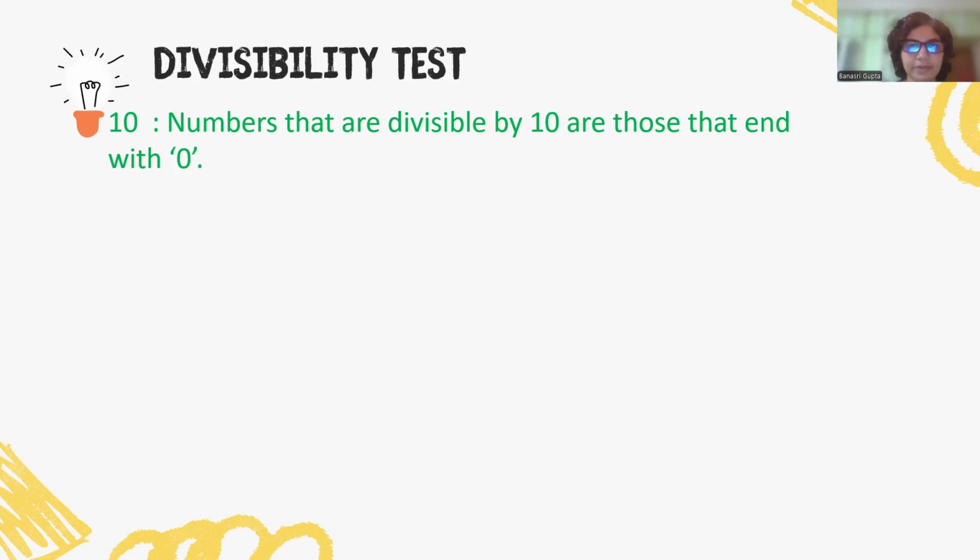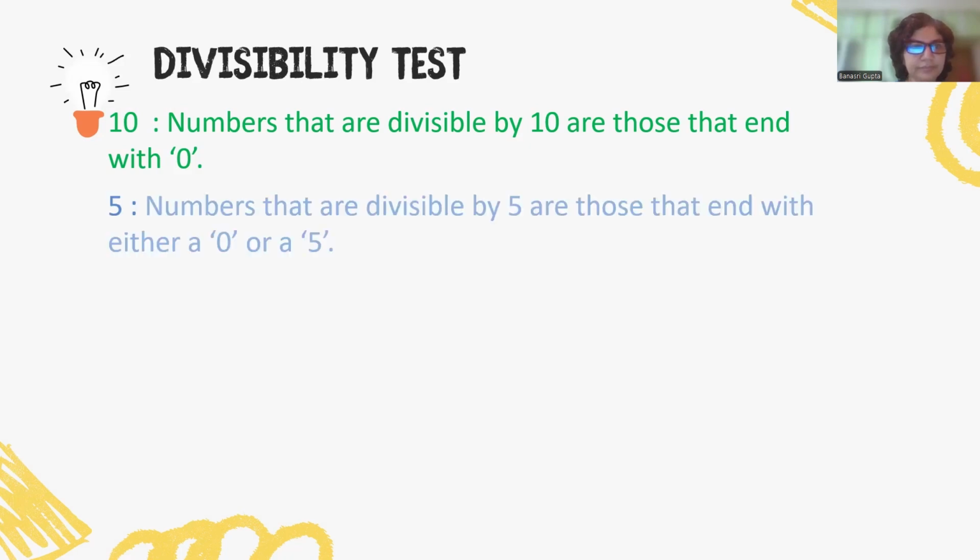Numbers that are divisible by 10 are those that end with a 0. So if at least one 0 is there, then the number is divisible by 10. Next, numbers that are divisible by 5 are those that end with either a 0 or a 5. So if the last digit is either 0 or 5, then the number is divisible by 5.